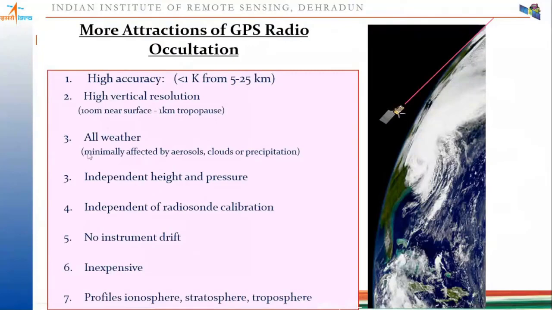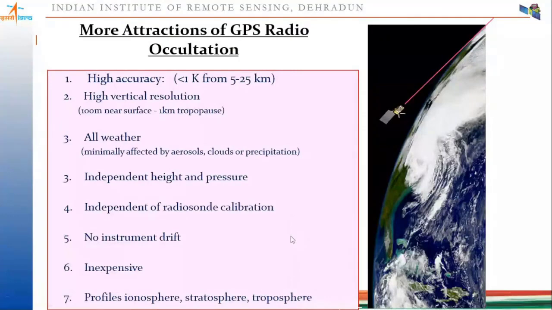It is independent of height and pressure, and independent of radiosonde calibration. It is inexpensive, meaning you only have to put the receiver, with no instrument defect, and it can profile the ionosphere, stratosphere, and the troposphere.